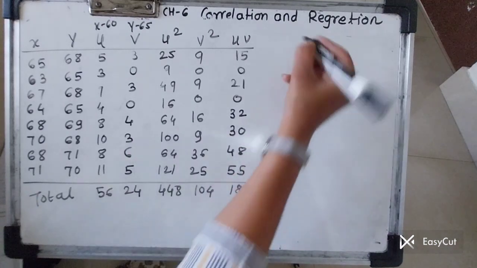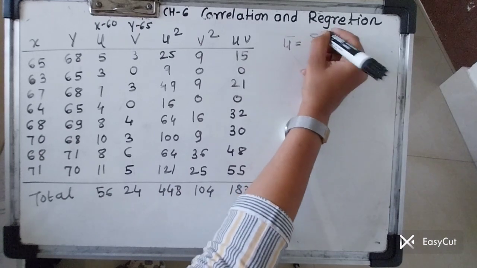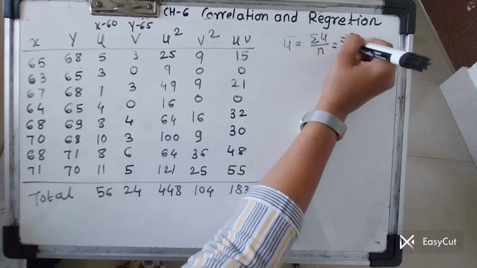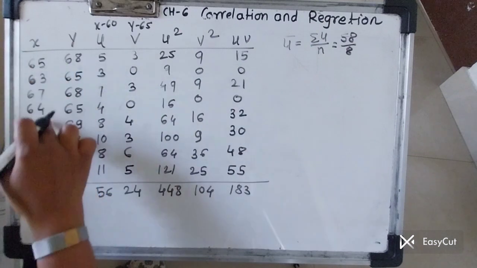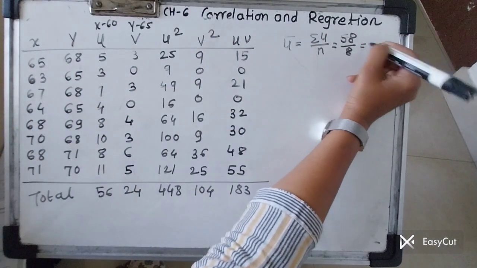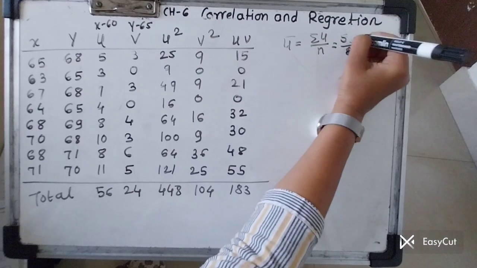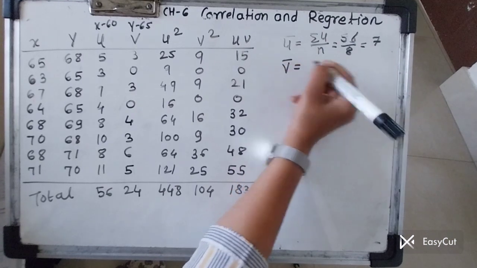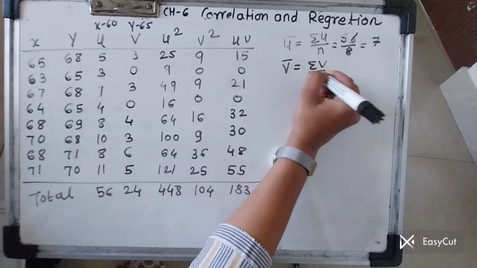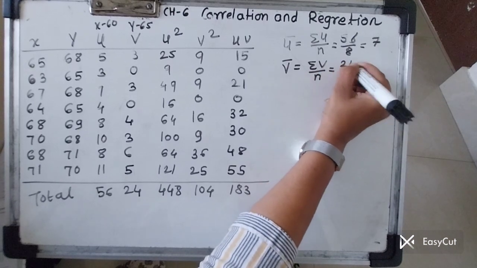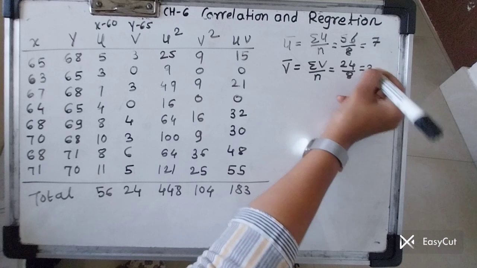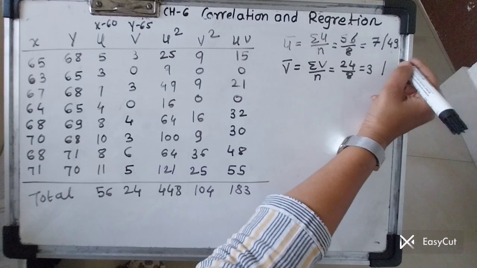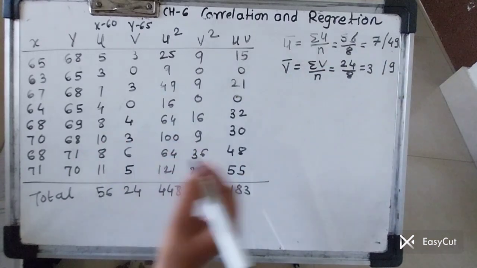What is the formula? First find u bar. U bar is summation u upon n. So it is 56 upon 8. 8 observations are there: 1, 2, 3, 4, 5, 6 up to 8. So it is 56 upon 8, so it is 7. Okay. V bar is summation v upon n. Summation v is 24 upon 8. So it is 3. Okay. And its square is 49. Its square is 9. Okay.